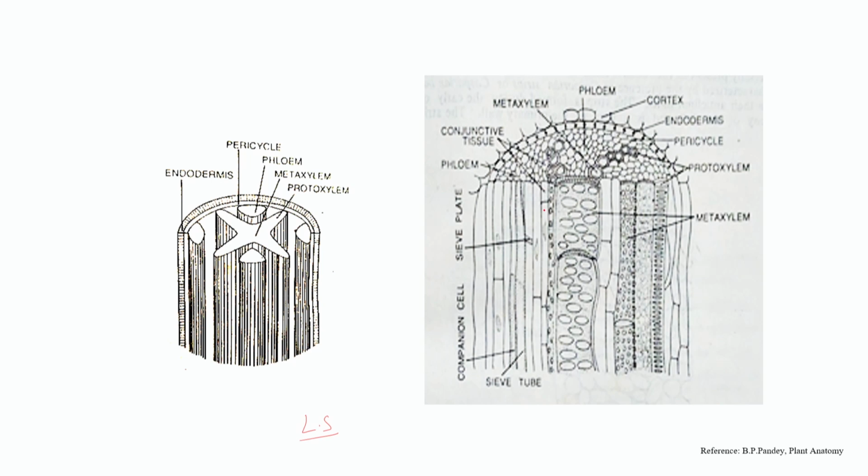Then phloem will be there in between. Sieve tubes will be there, and companion cells will be attached to the sieve tubes. In the endodermis, you can see thick walled cells on the radial walls because of the presence of the Casparian strip.